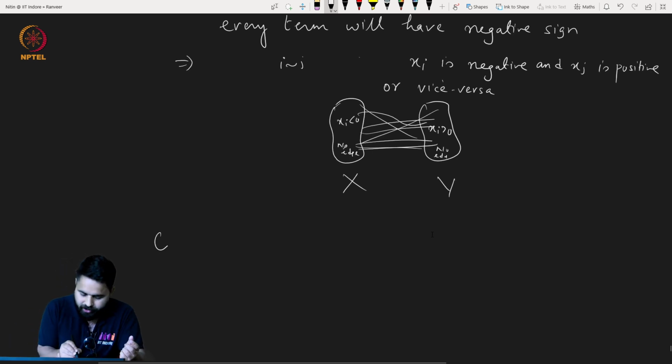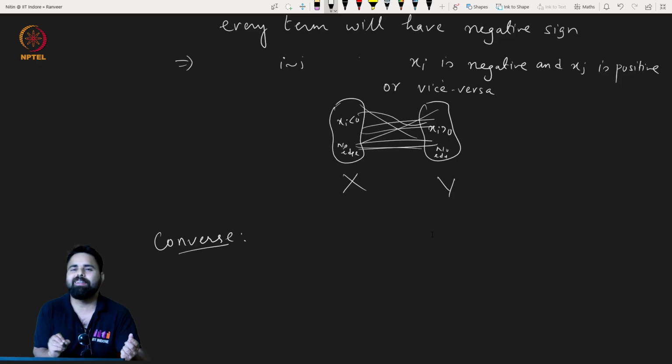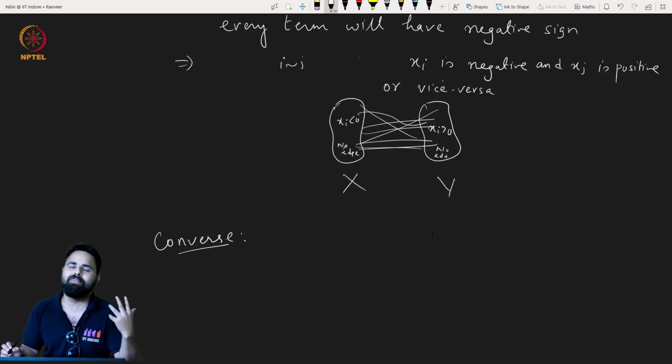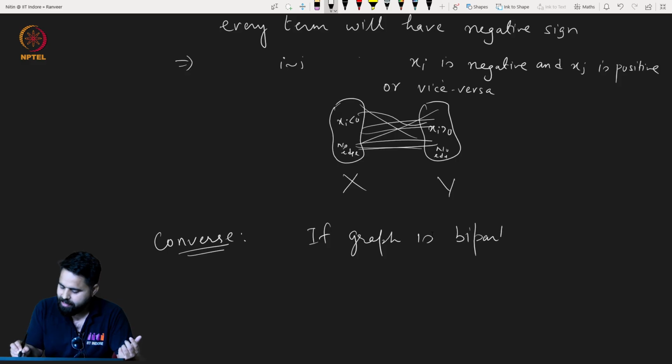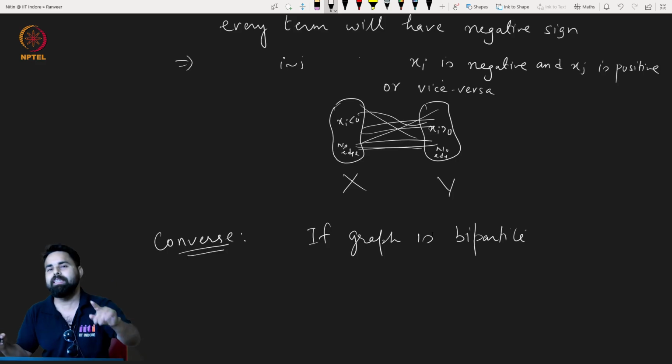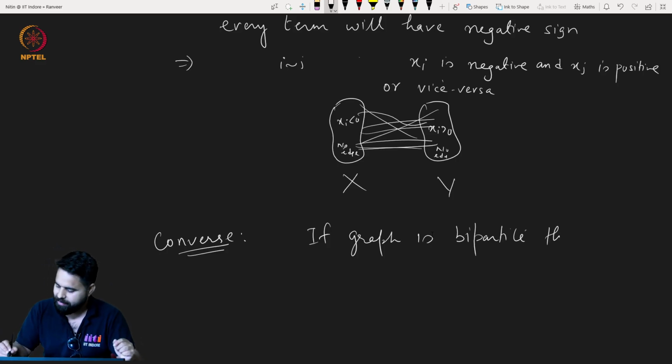Very good. Now what about the converse? The converse is actually very, very easy. We have already seen it. If the graph is bipartite, then we know eigenvalues are symmetric. We have seen this in the previous theorem. Then lambda 1 is indeed equal to minus lambda n, from the previous theorem.